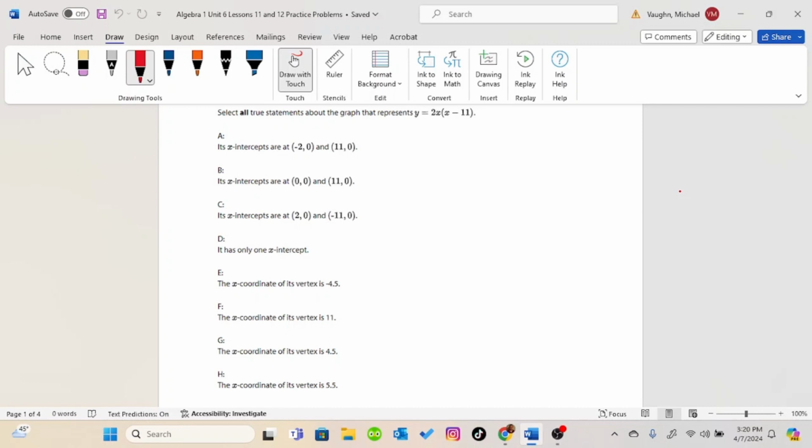Select all true statements about the graph that represents y equals 2x times (x minus 11). So they are giving us the equation in factored form. To find the x-intercepts, which is what A, B, C, and D are referencing, we need to take each factor and set it equal to 0.